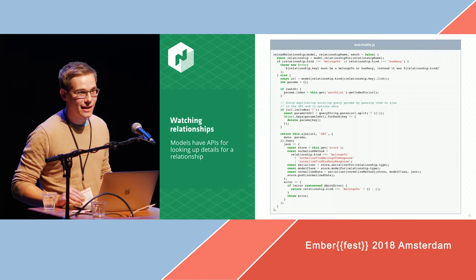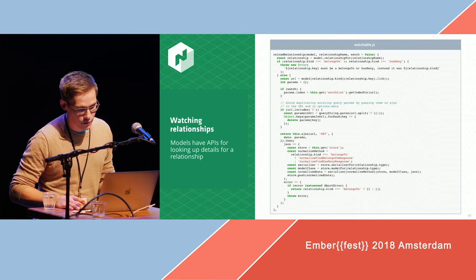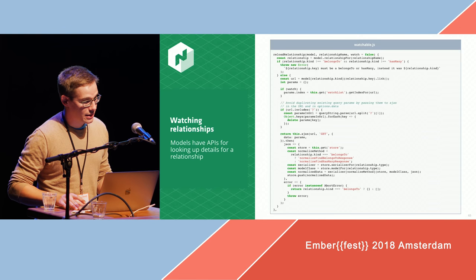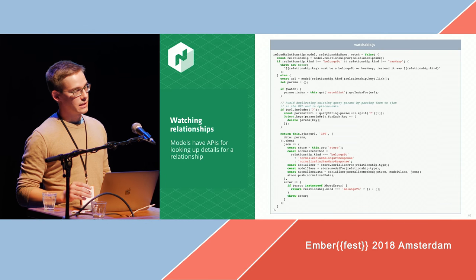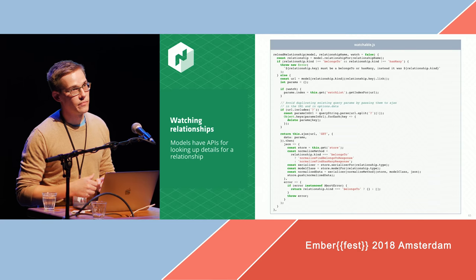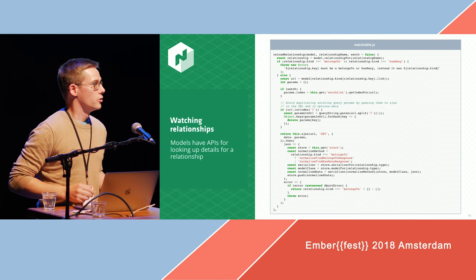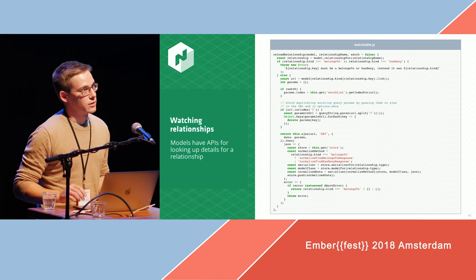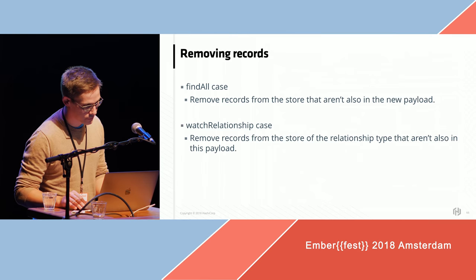It looks like that. I don't expect you to read that. You probably can't even read it in the back. The point here isn't that it's hard. The point is that it's possible, which I think is pretty cool. This is due to models having APIs for looking up details of a relationship. So by giving a model and a relationship name, I can use Ember data APIs to construct the correct URL and then do all of the adapter serializer song and dance on my own to update those related records.